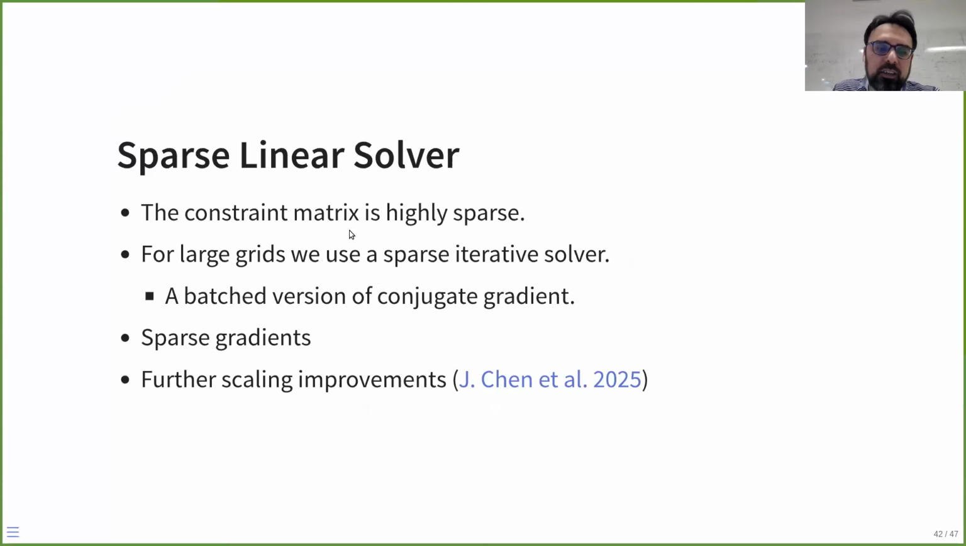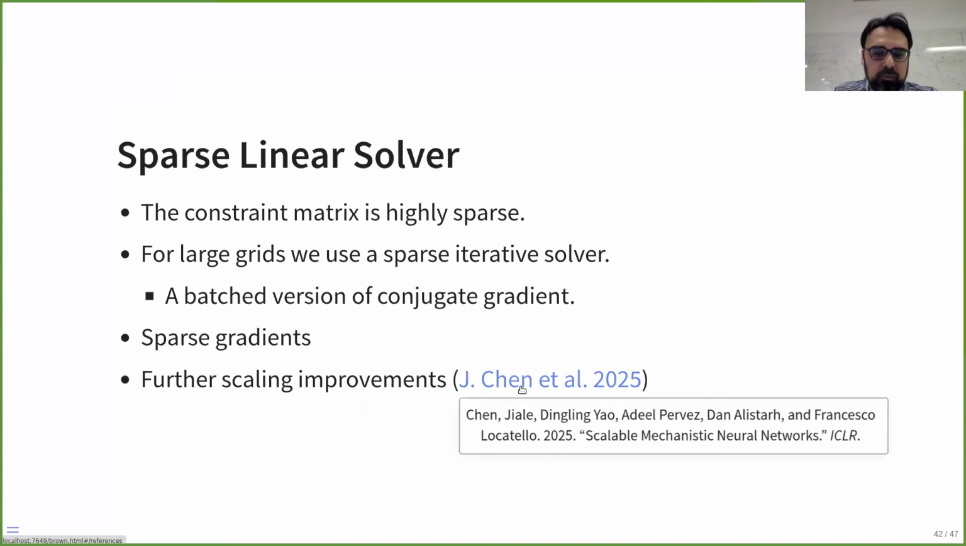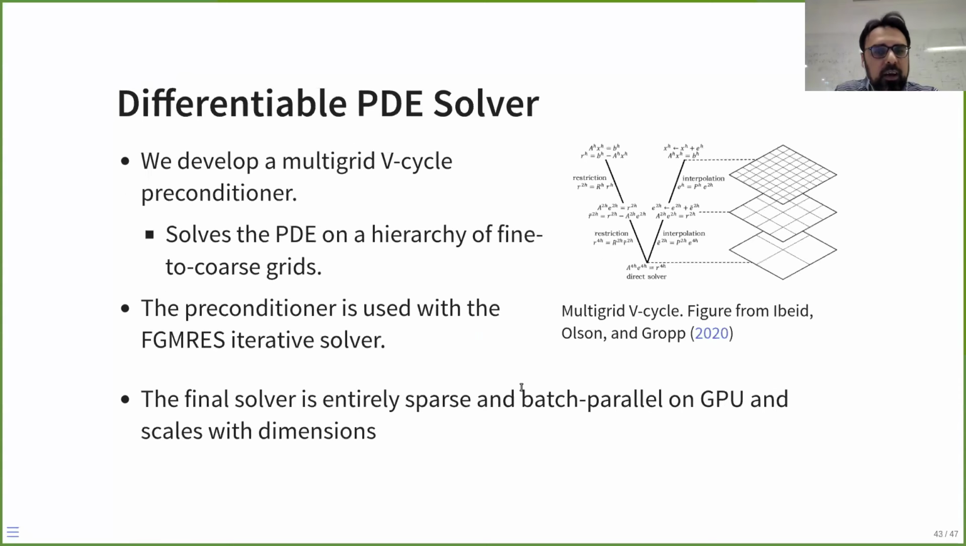For large systems, the matrix is sparse. And so for larger grids, we also develop a sparse iterative solver using conjugate gradient. In further work, we also developed an auto differentiation solver using Cholesky decompositions. So you can look at this paper if you're interested.